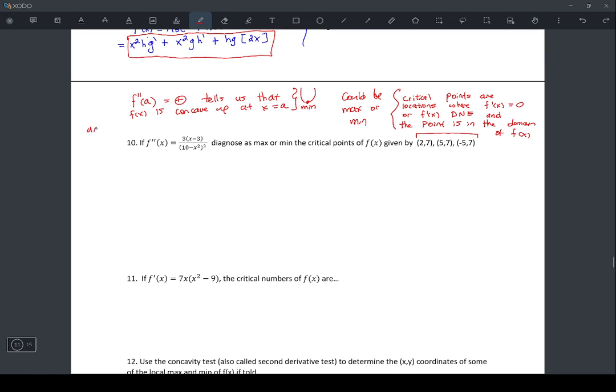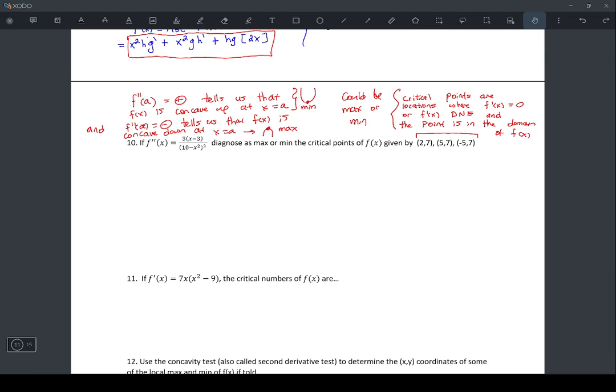And f double prime of a being negative tells us that f of x is concave down at x equals a. So concave down looks like this. A critical point there means it's a max.